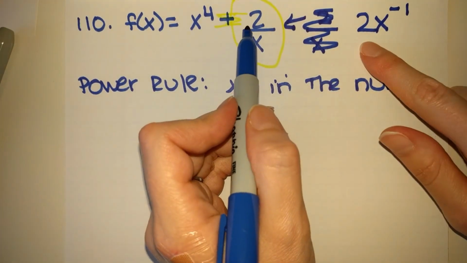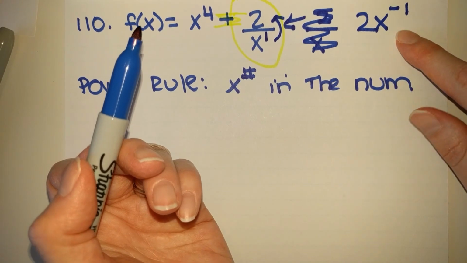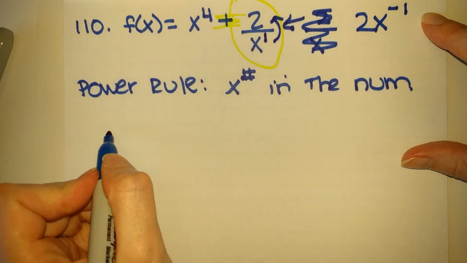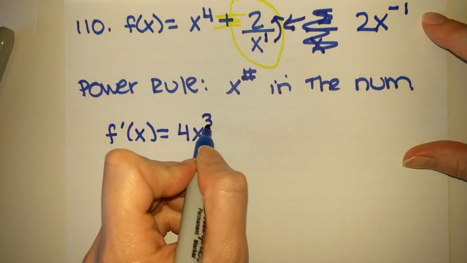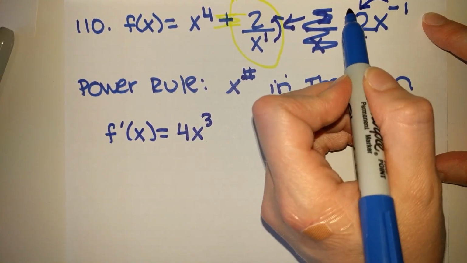Okay, so the 2 is going to stay in the numerator. The x to the first comes up into the numerator now as an x to the negative 1. So this will become, when we take our derivative, as we discussed, the x to the fourth just becomes 4x cubed. And then this 2x to the negative 1, I'm going to bring down the exponent.